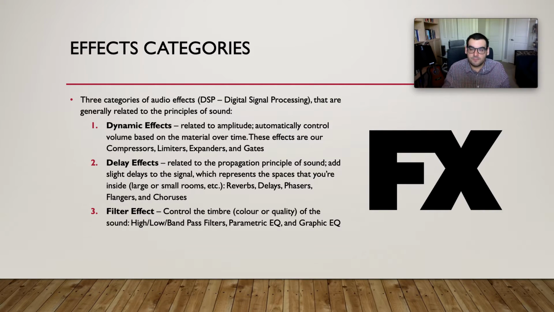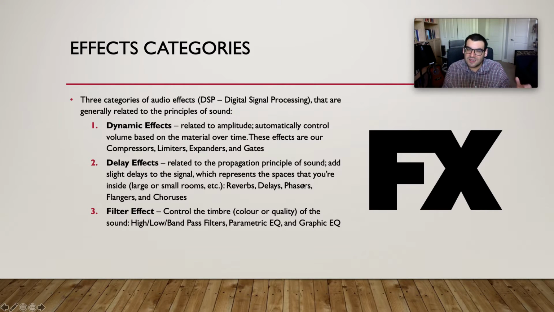So, effects. You'll see they're called effects categories, but in your DAW and typically on your analog mixing board, you'll see them just simply as FX to save space rather than writing out effects. There are 3 different categories of effects. They're called DSP, digital signal processing sounds. We have dynamic effects that relate to amplitude, to the volume. We have delay effects that relate to propagation. They add slight delays to the signal, which represents the space that you're in, right?